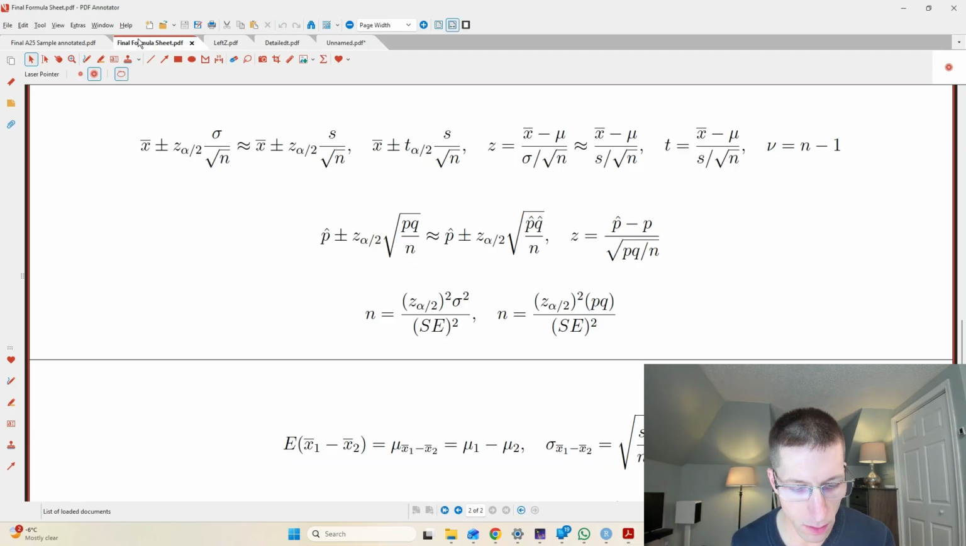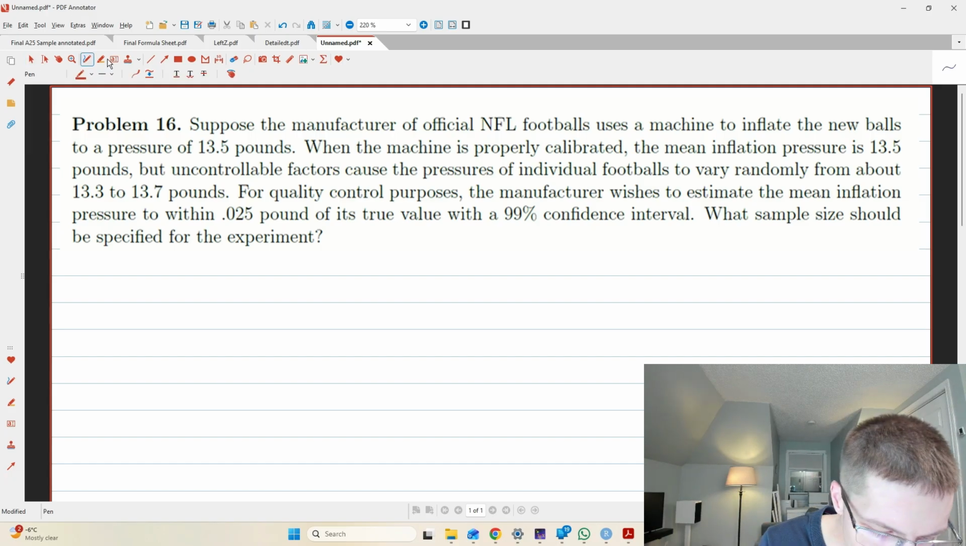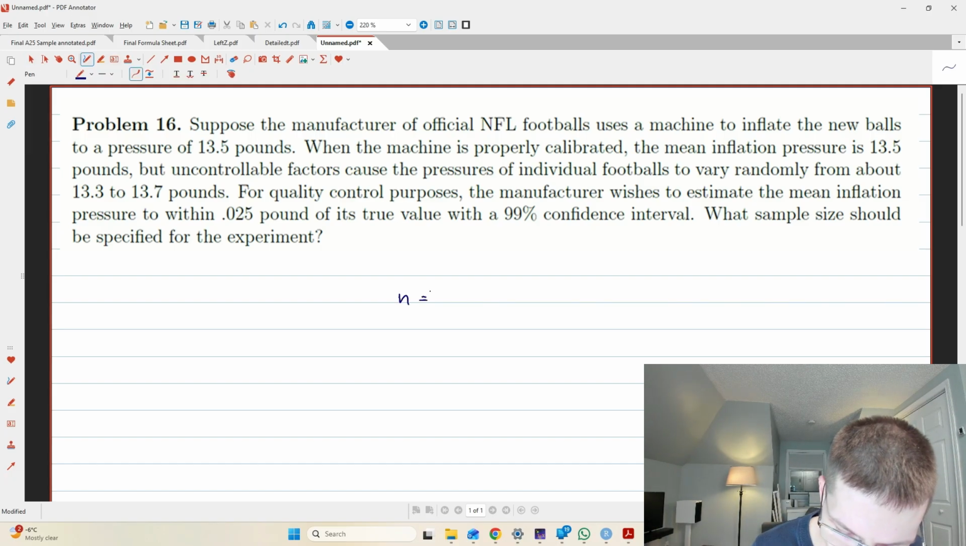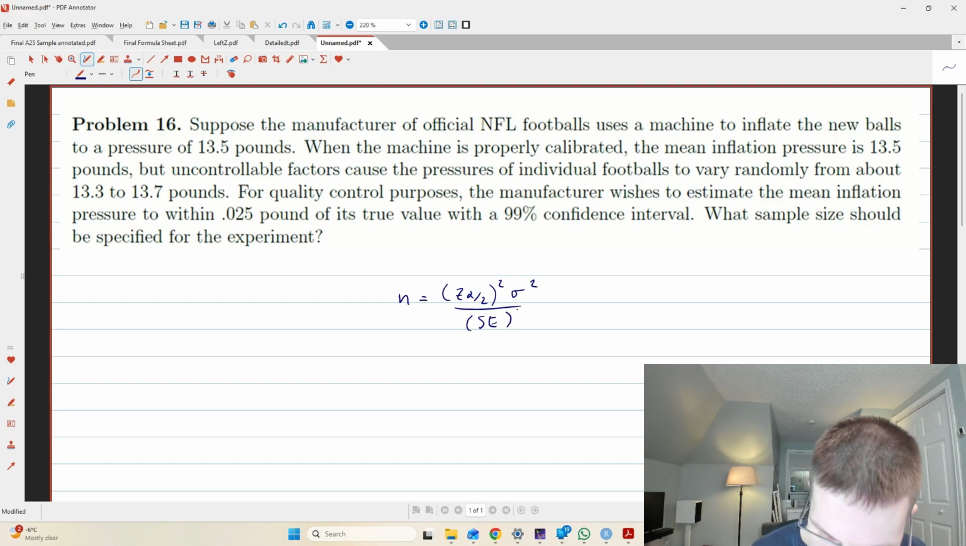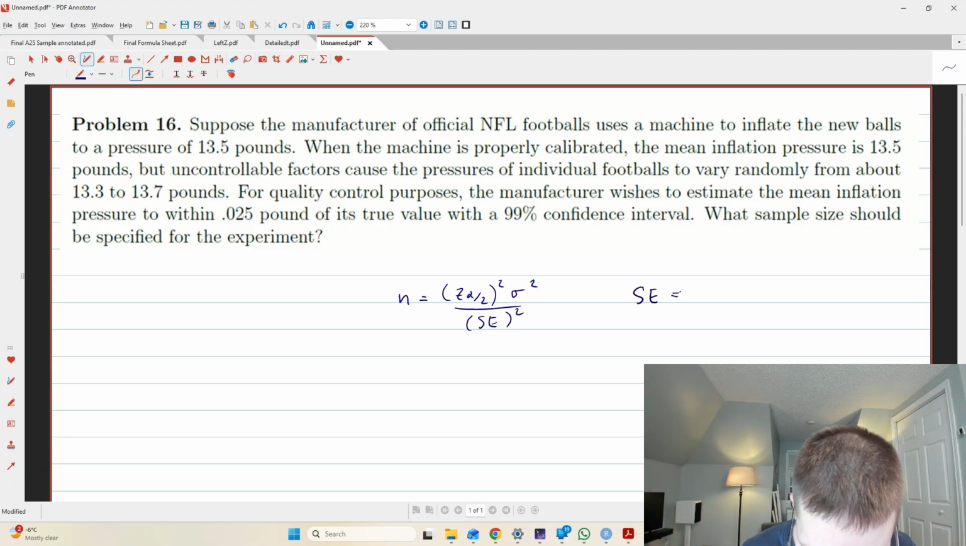So let me just get the formula sheet right here. So this is for means, and then this one's for proportions. So we'll use this one because we're estimating the mean. Let me write that down. n equals Z alpha over 2, squared, times sigma squared over the sampling error squared. And so we know we're given SE is 0.025.